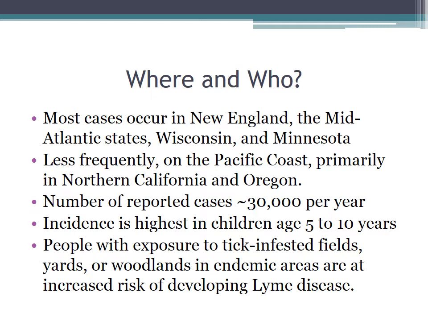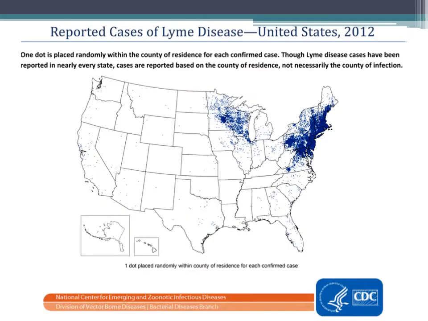The number of reported cases has increased as of late to about 30,000 per year, and the incidence is highest in children from 5 to 10 years of age. People with exposure to tick-infested fields, yards, or woodlands in endemic areas are at increased risk of developing Lyme disease. Here we see a map from the CDC of the reported cases of Lyme disease, and we can see in dark blue the increased prevalence of Lyme disease.